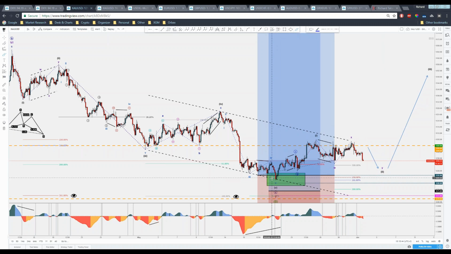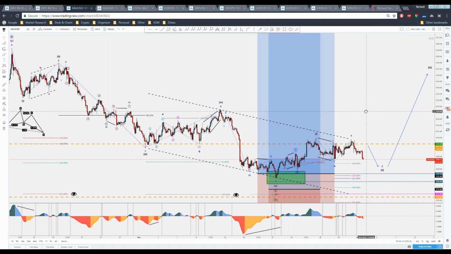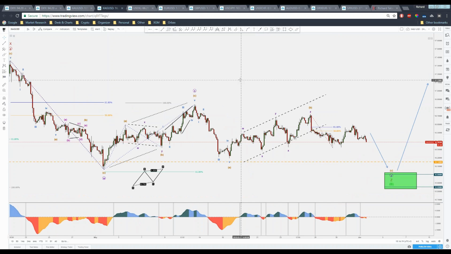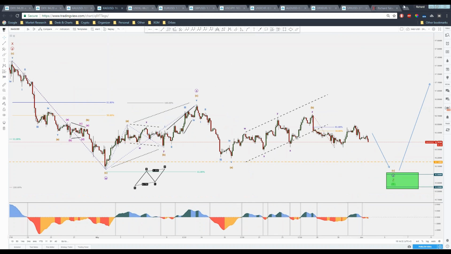So for instance, how I'm labeling it right now is as an AB, 1, 2, leading diagonal in 1, sharp correction in 2, then 1 complex structure in 2 in some sort of channel, and possibly gaining support around here. Now, what it would need to do is react at about 100% right there, which is 1290. We'll see if that happens. To be honest with you, I'm a bit bearish, personally speaking, short term on gold, right? And we'll actually see.